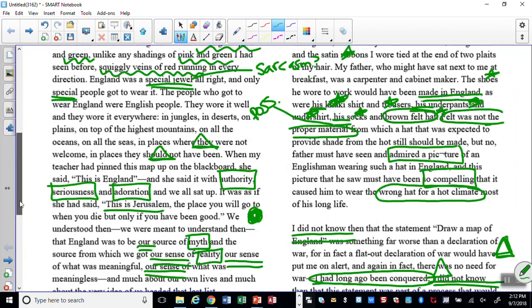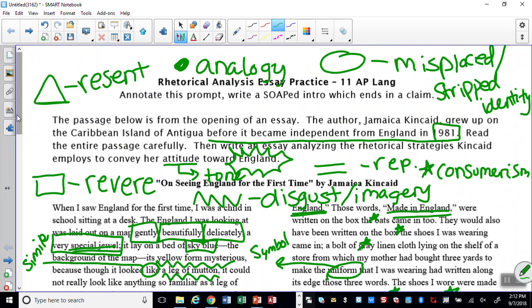Okay, so I just went through the Kincaid prompt. What I got out of it, if I even just look at my key without looking at all the marks that I made, the ideas that I found were that the islanders felt stripped of, or Kincaid felt stripped of, her identity, and because she felt stripped of her identity, she resented England, even though it was supposed to be revered, but she didn't see it that way.